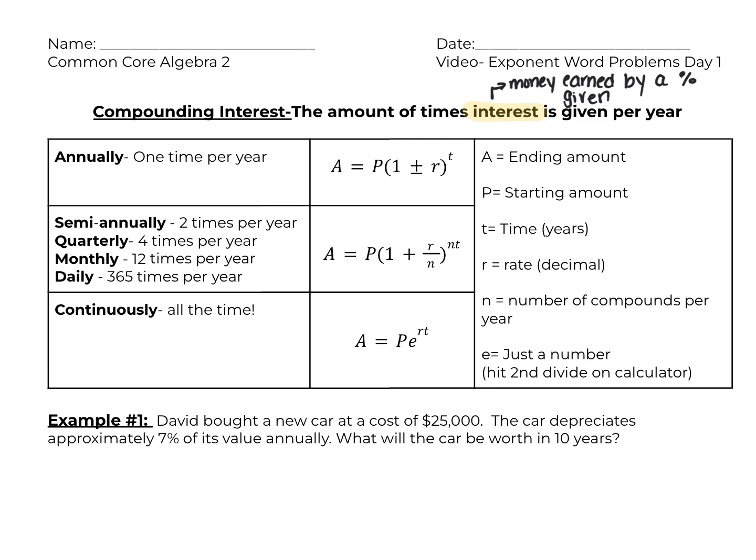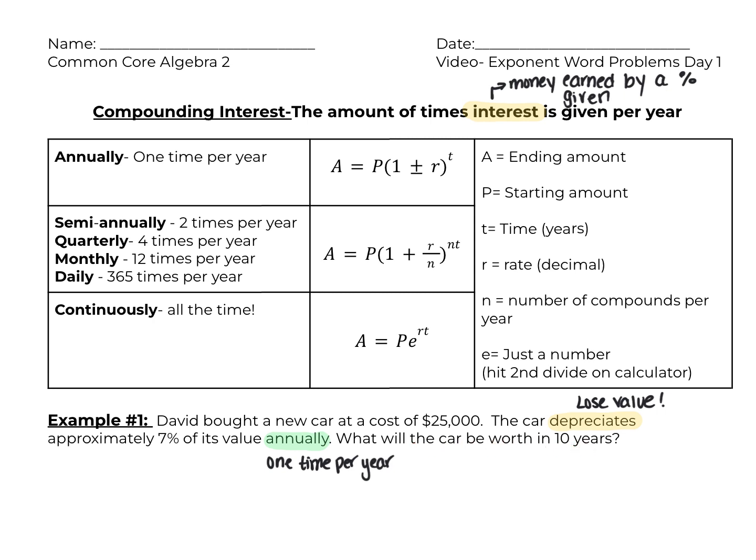So example number 1 says, David bought a new car that costs $25,000. The car depreciates, right? Fancy word of depreciate means to lose value. So he bought a new car that costs $25,000 and the car loses 7% of its value annually. So this word annually means every year or one time per year. So they want to know, what would the car be worth in 10 years?